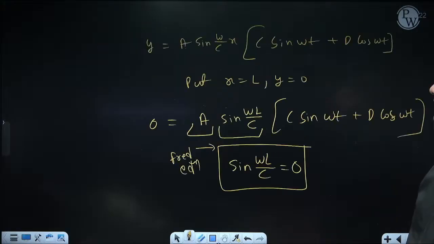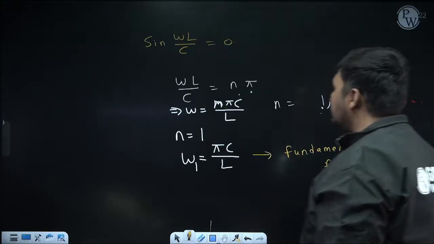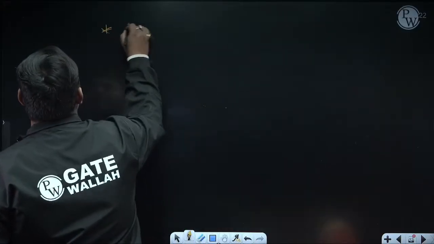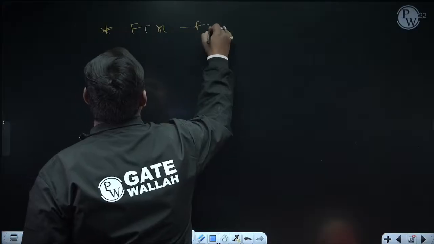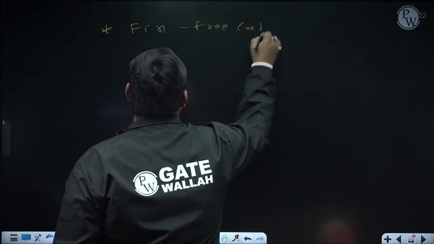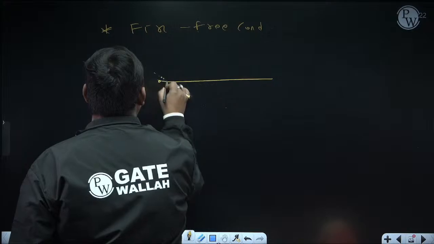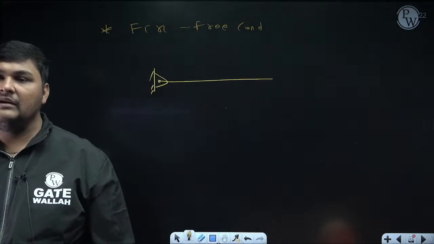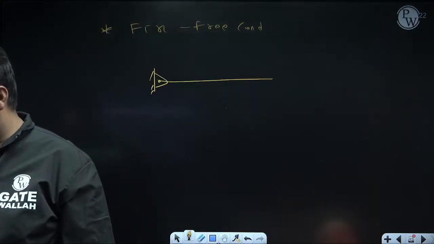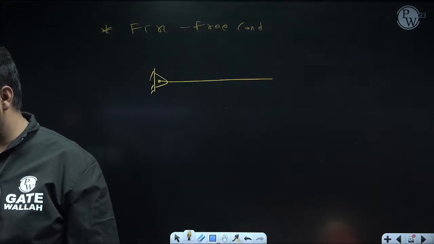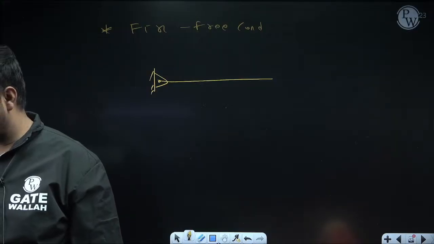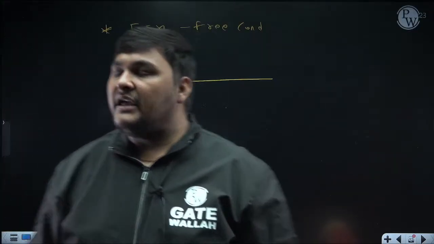Now I'll discuss these things for the fixed-free connection, meaning one end of the string is fixed and the other end is free. One end of the string is fixed and the other end is free. Now here, one more thing.